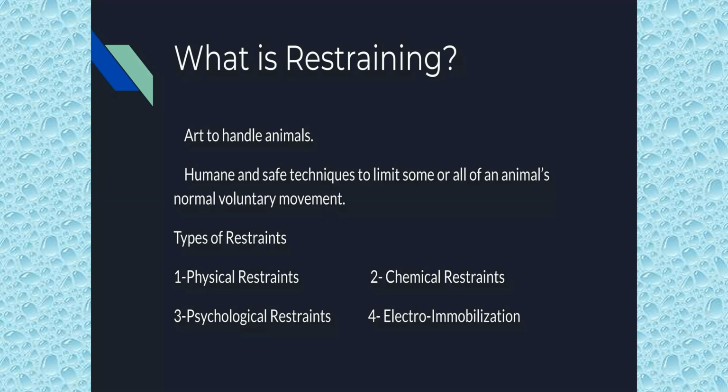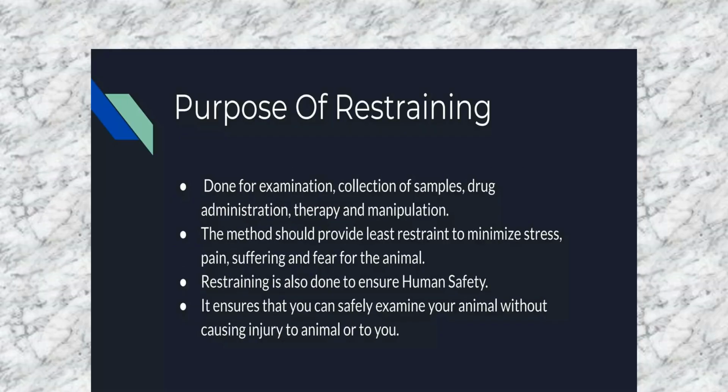Hence, there are varieties of types of restraints. Number one, the physical restraint. Number two, the chemical restraint. Three, the psychological restraint. Fourth one is the electro-immobilization. So there are basically four types of restraints, and sometimes we may require all or only a few types of the restraints concerned.